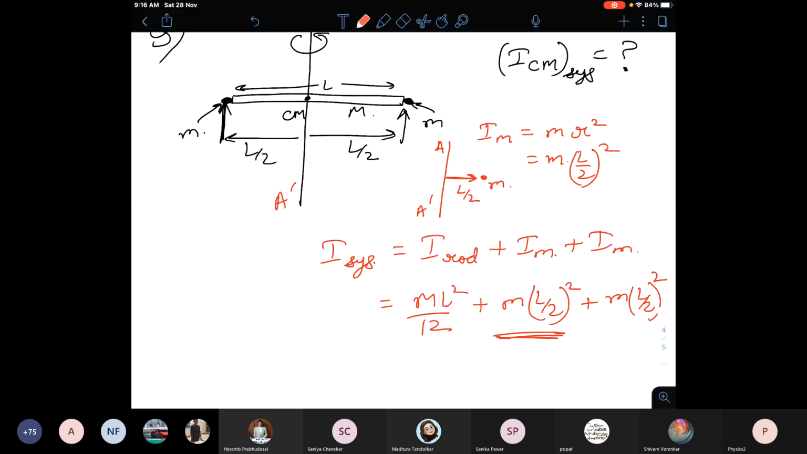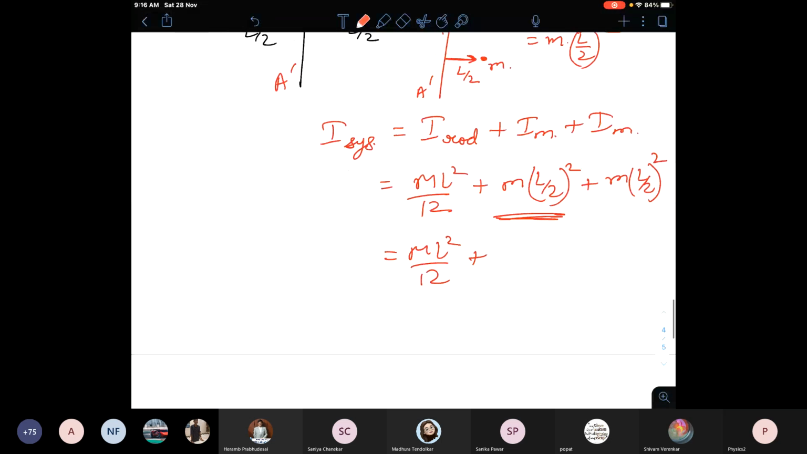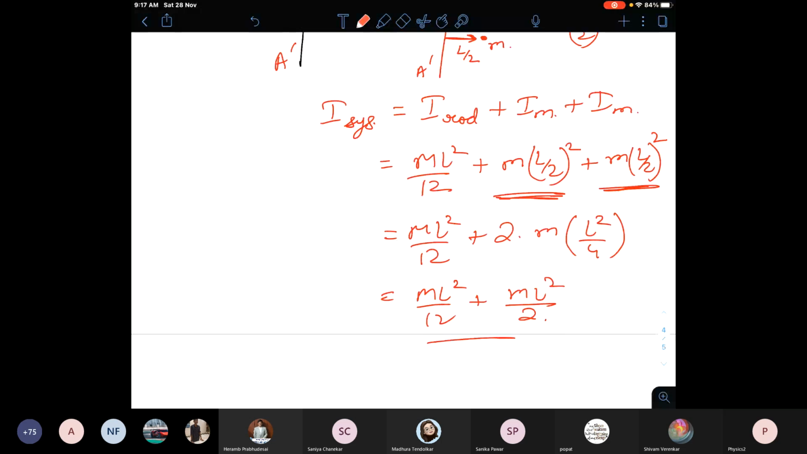Okay, let's go. So the net moment of inertia, you can calculate it. After this, it is simple calculation. These two terms will get added. That will be 2 times m into L by 2 whole square, that is L square by 4. So this becomes ml square by 12 plus ml square by 2. If you want, you can simplify it further, but let it be. This is the moment of inertia of the system about its center of mass.